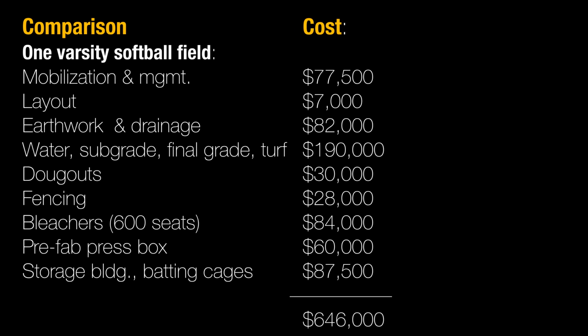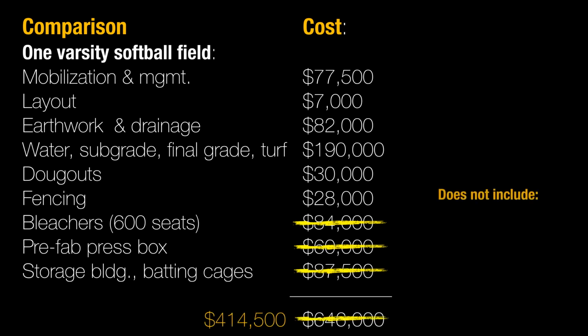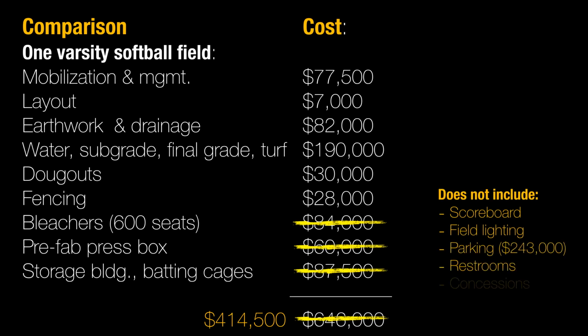But look at this. Somebody might be saying, we're going to build a varsity softball field. There's the mobilization, management, the layout. Look at the water, subgrade, final grade, turf. This is what it costs to build one varsity softball field. But you know what? Let's forget the bleachers even. Let's forget the press box. Let's forget the storage building and batting cages. Let's just build a field. That's it, just a field. And you're still in it for $400,000. And it doesn't include all the stuff you see showing up on the right side of your screen.